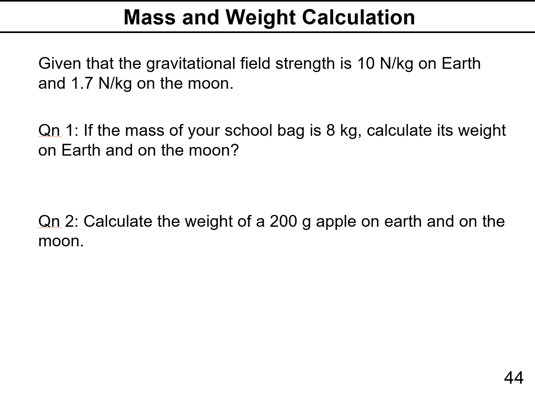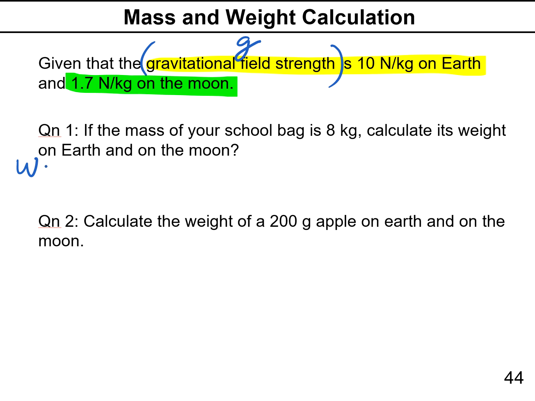So, two more calculations. A quick one here. Some information about gravitational field strength on Earth. Remember, this gravitational field strength is the g that we are looking at in the formula. And the gravitational field strength on the moon is 1.7. So question 1: if the mass is 8 kilograms, what is the weight on the Earth and on the moon?